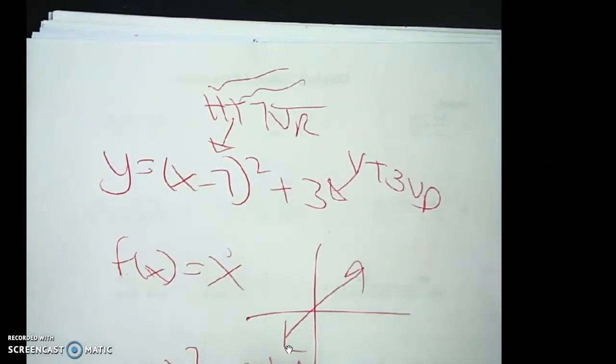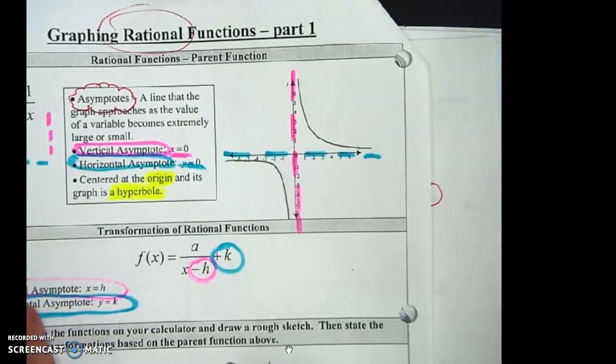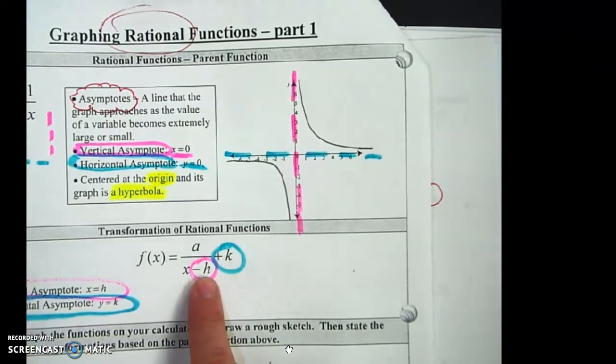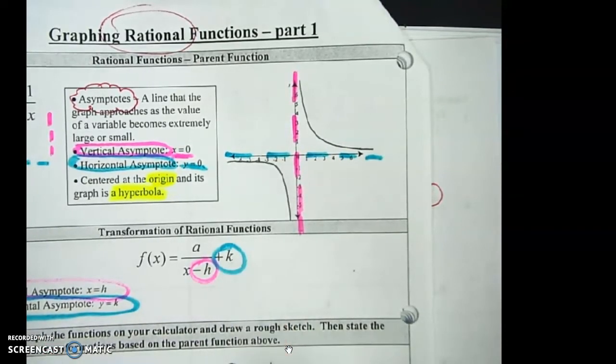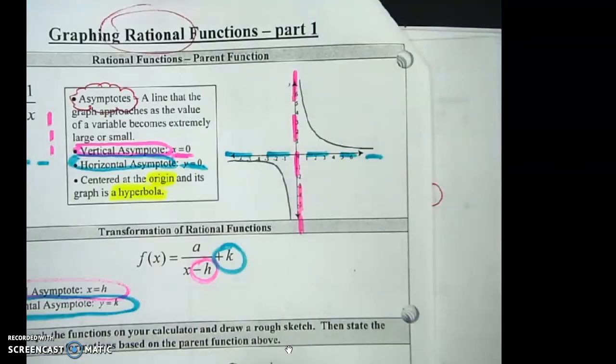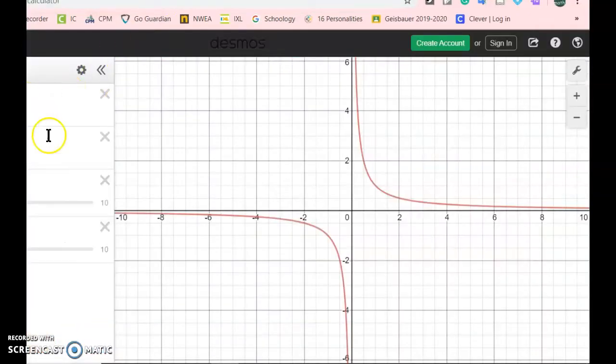What I want you to see is that whatever number is with the x is also the vertical asymptote, but in a sense, it'll be the vertex. You'll see. And whatever the horizontal asymptote is, that would be going there. So let me show you what I mean by that. If I go over to Desmos, let me minimize this.